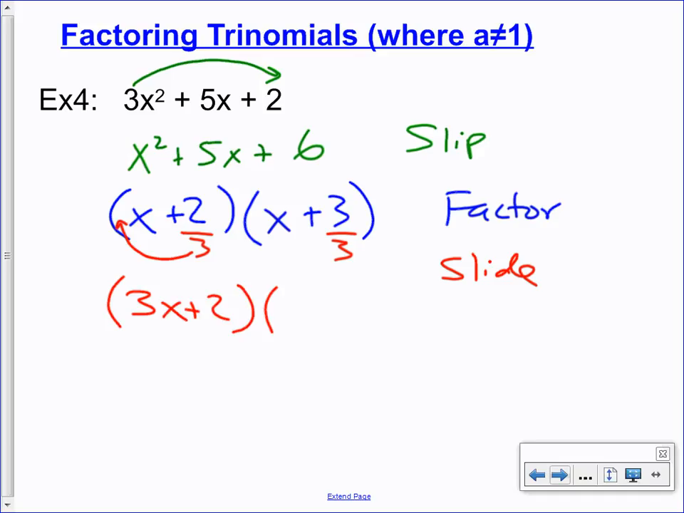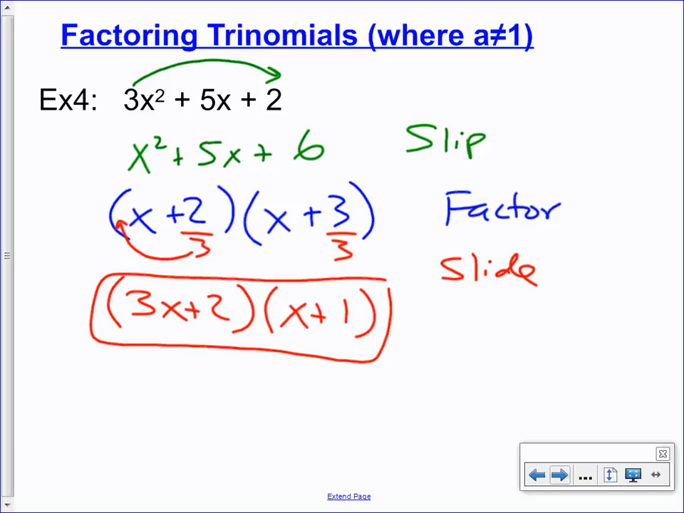If it can be reduced, reduce it. So, yes, x plus 1. And of course, you can FOIL it out and it should bring you back to the original.